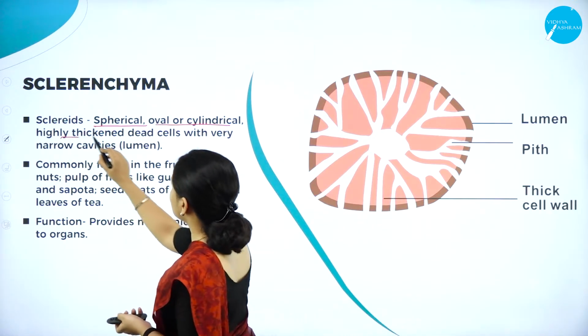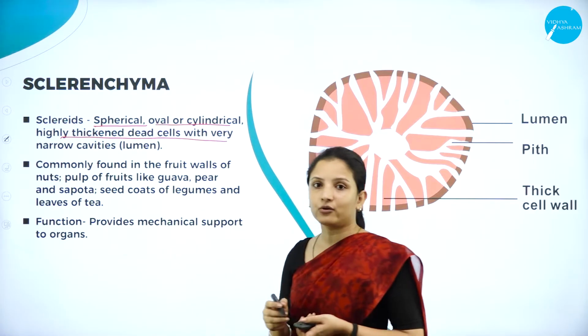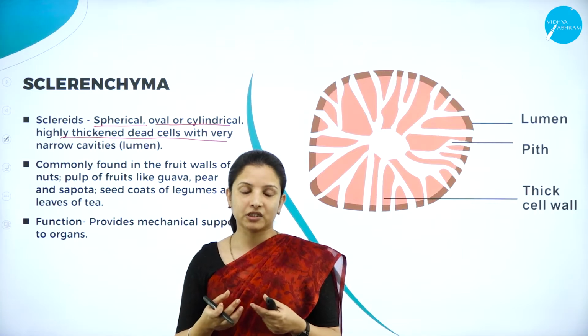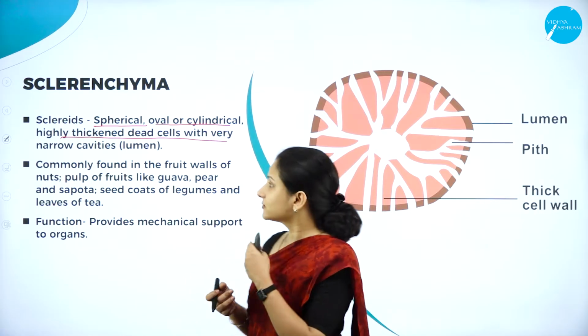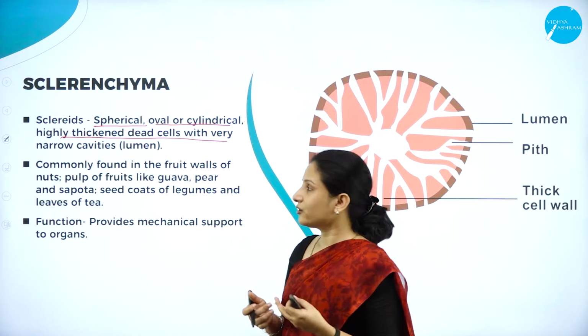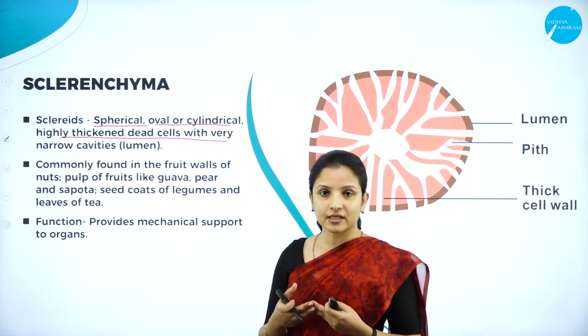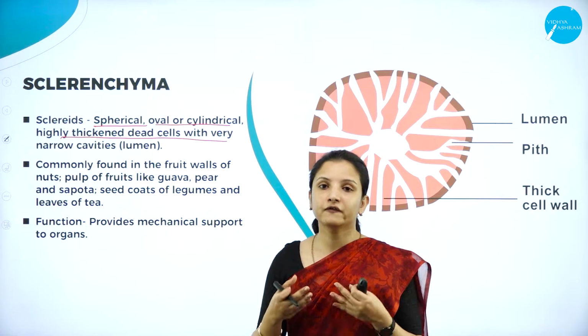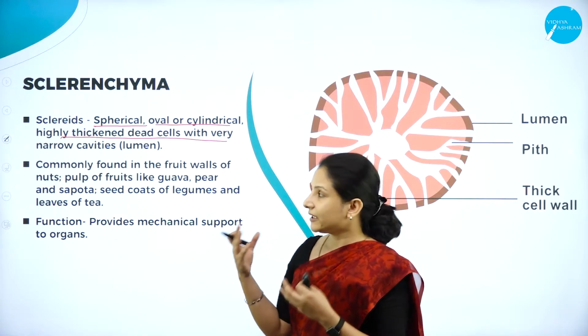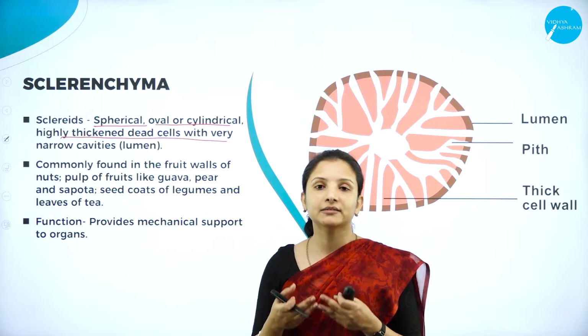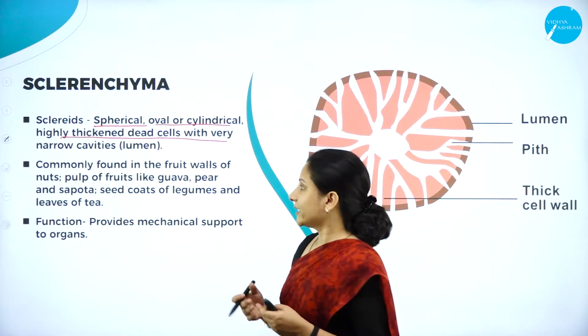And they have thickened dead cells with very narrow cavity. So earlier fibers also had a narrow cavity, and similarly the sclerites also have a narrow cavity which contains dead cells. Therefore, because Sclerenchyma fibers have lumen filled with dead cells and sclerites also have lumen filled with dead cells, Sclerenchyma is a dead tissue. That is why it is a dead tissue.